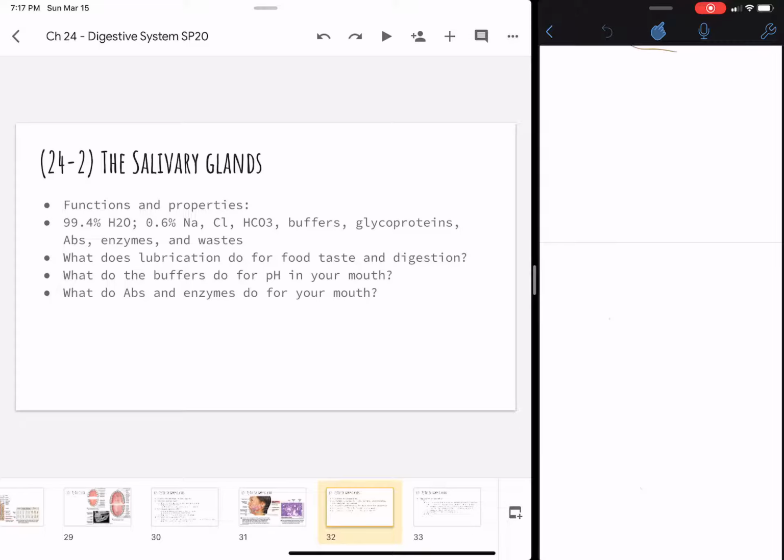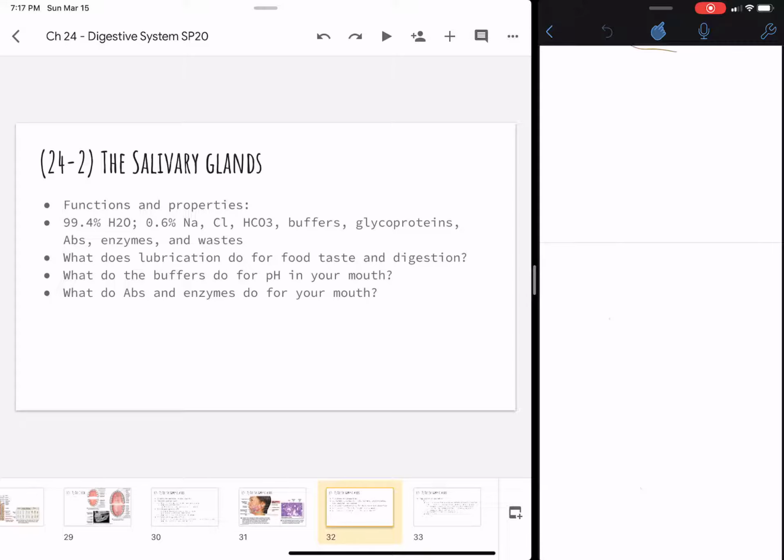What do the buffers do for pH in your mouth? Well, the buffers are going to increase the pH. So assuming that you're eating something a little bit more acidic, which we tend to typically do, then hopefully it will balance it out and make it a more neutral pH. And then antibodies and enzymes.